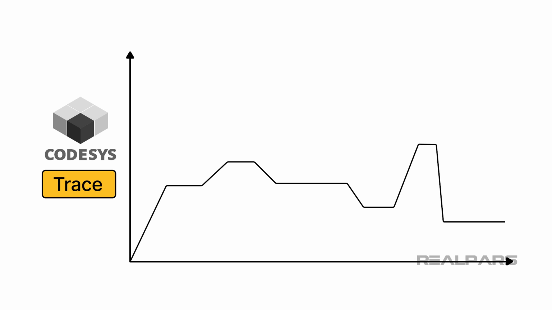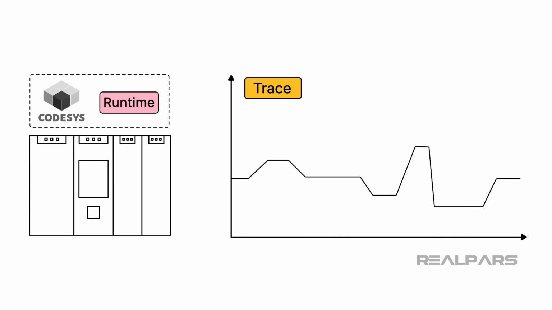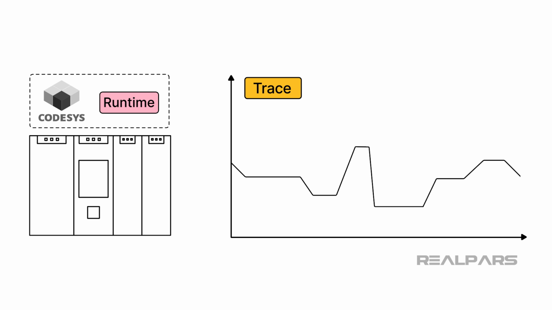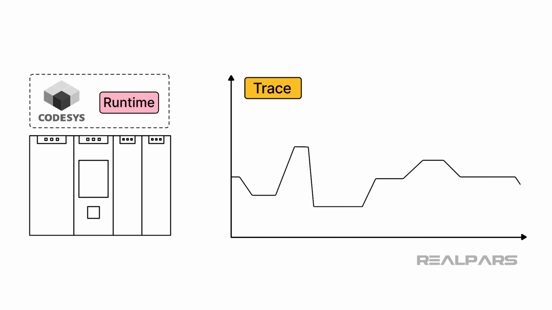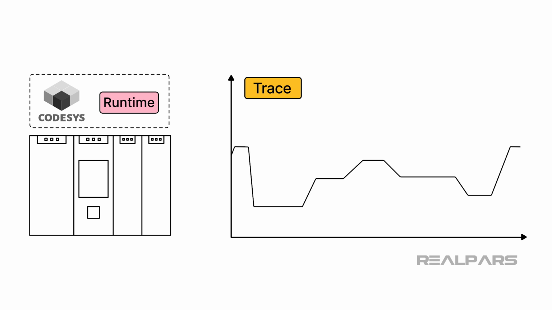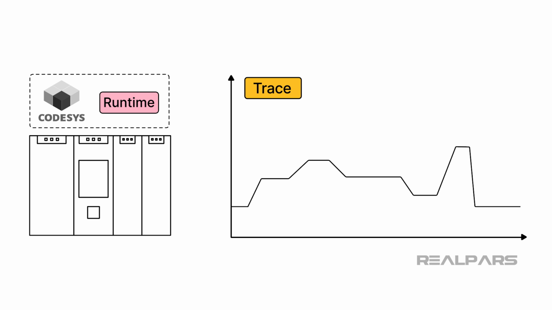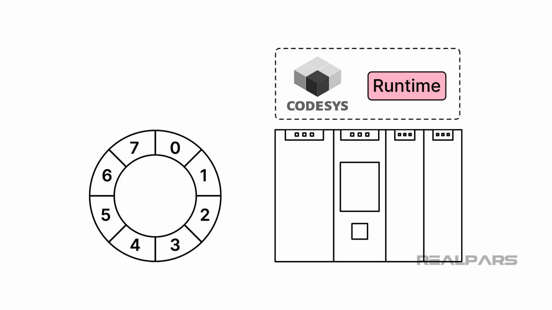Let's start by talking about how traces work in CODESYS. In CODESYS, a trace is an object that runs in the runtime on the PLC. While the trace is running, it records the values of a defined set of variables every PLC cycle. The data captured by the trace is stored in a buffer with a fixed size in the PLC's memory. Once the buffer is full, the oldest data in the buffer is overwritten by new data. This is what is called a ring buffer.